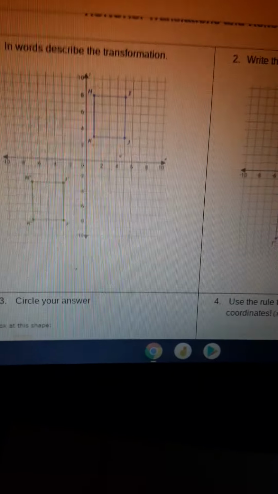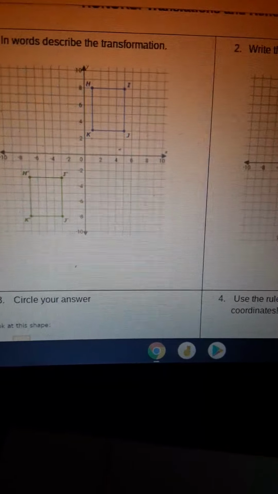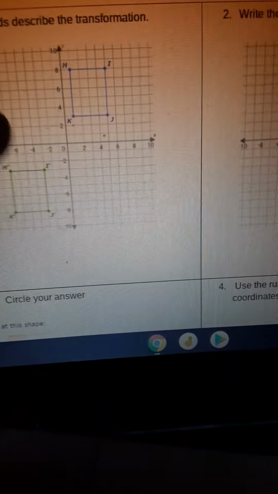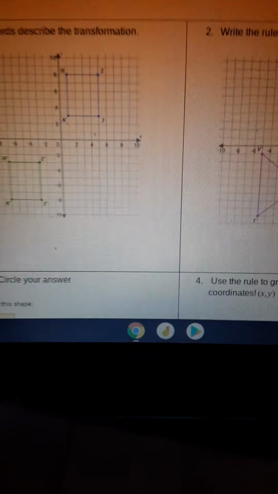Okay, so the first one is asking to write the translation with words. Or the transformation, but it's a translation, so yeah. After you figure out what the translation is, you should get a translation of 8 units left and 11 units down. So 8 units left, 11 units down is what it is. So that's number 1.